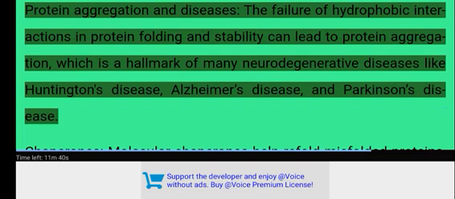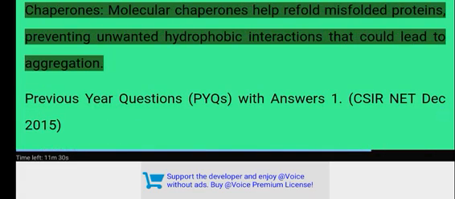Protein aggregation and diseases. The failure of hydrophobic interactions in protein folding and stability can lead to protein aggregation, which is a hallmark of many neurodegenerative diseases like Huntington's disease, Alzheimer's disease, and Parkinson's disease. Chaperones. Molecular chaperones help refold misfolded proteins, preventing unwanted hydrophobic interactions that could lead to aggregation.